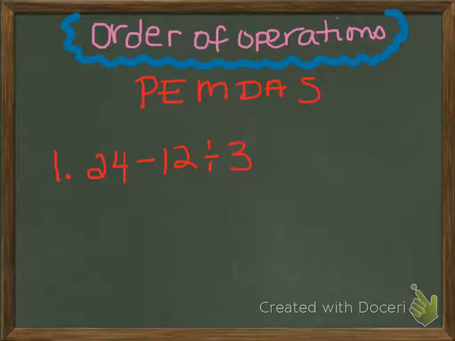So looking at the first problem that we have, 24 minus 12 divided by 3. The first thing I say is, are there any parentheses? There are not. Are there any exponents? There are not. There is no multiplication, but I do have division, and the division that I have is right here. So that is the first thing I'm going to do.